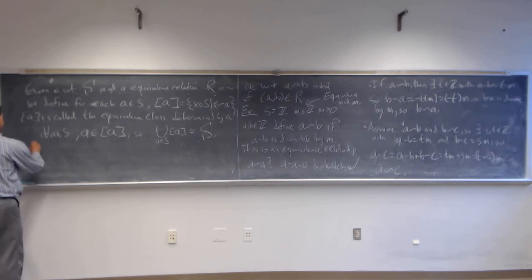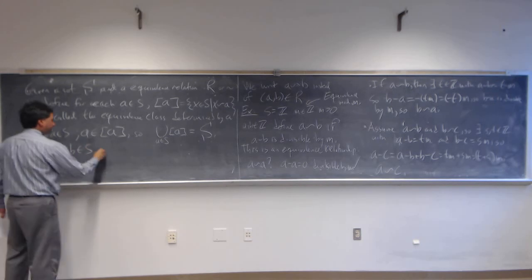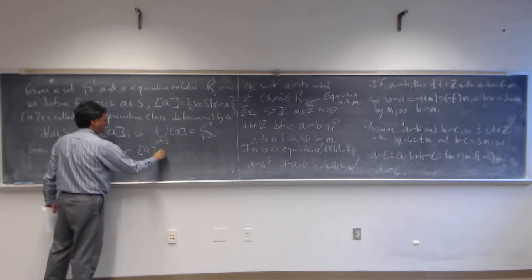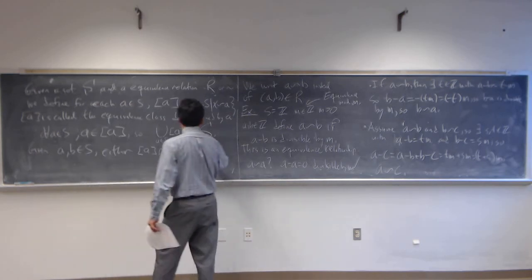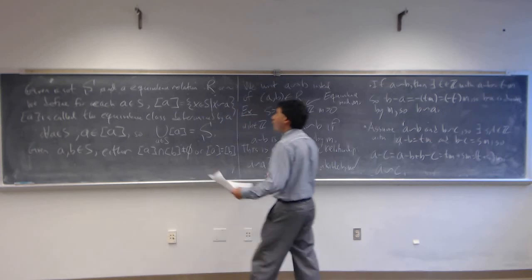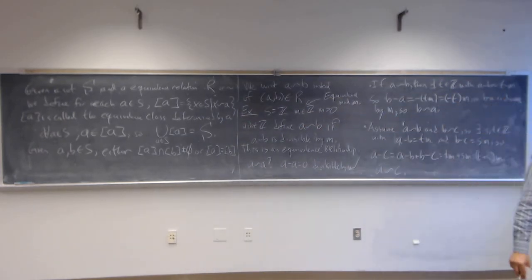Also, given two elements in S, what can we say about their equivalence classes? Well, either their intersection is empty, or the sets exactly coincide. So the distinct pieces will be disjoint. Any two equivalence classes either have nothing in common or they're the same thing. So let's try to show this.